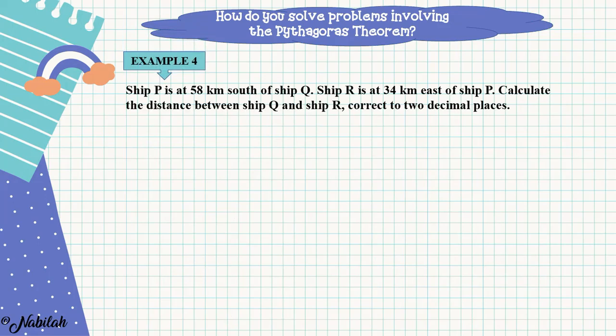Okay, example. Ship P is 58 km south of ship Q. Ship R is 34 km east of ship P. Calculate the distance between ship Q and ship R correct to 2 decimal places.